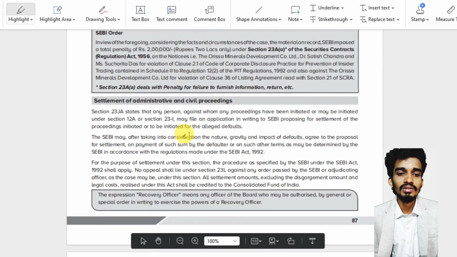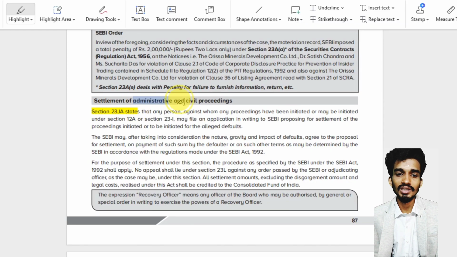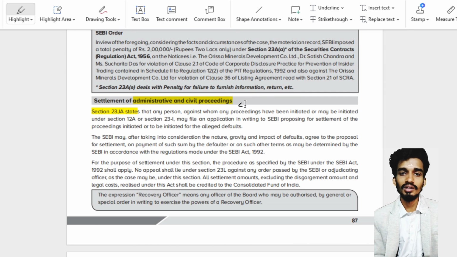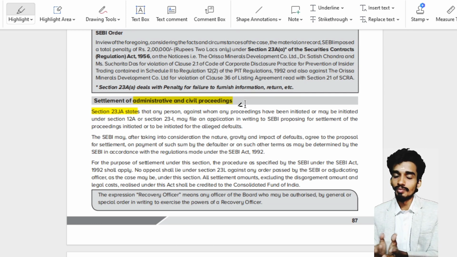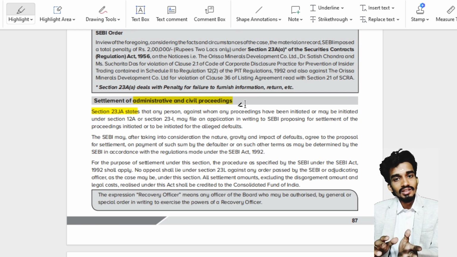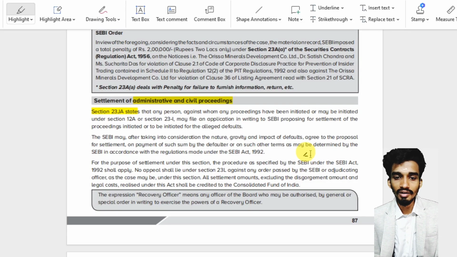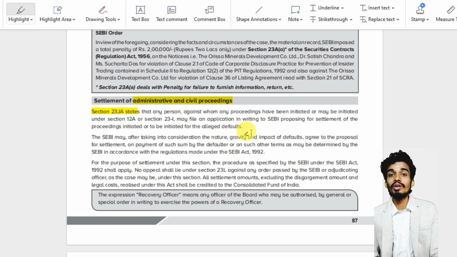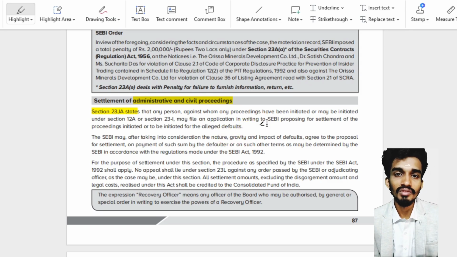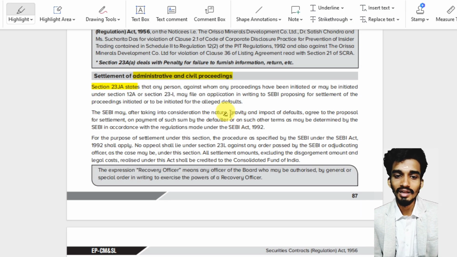Next one is your section 23JA, which is your settlement of administrative and civil proceedings. Whenever a penalty has been imposed, that is your 10 years imprisonment has been imposed, you can settle those things in monetary terms. Based on your allegations, based on the nature of the offense that has been done by you, it can be settled.